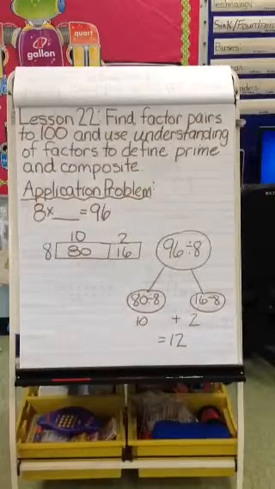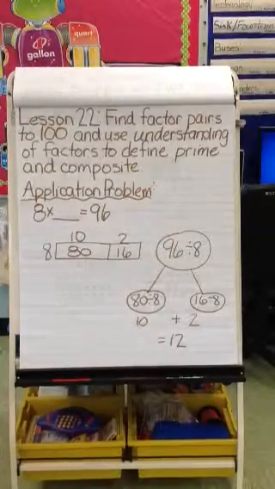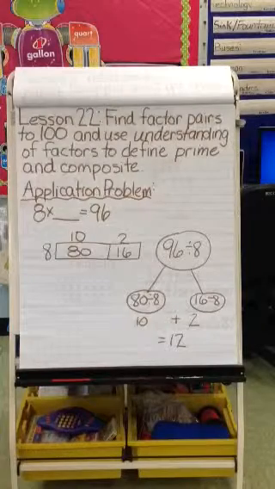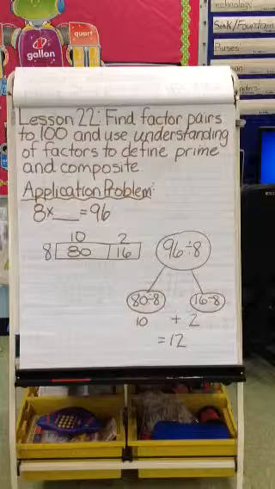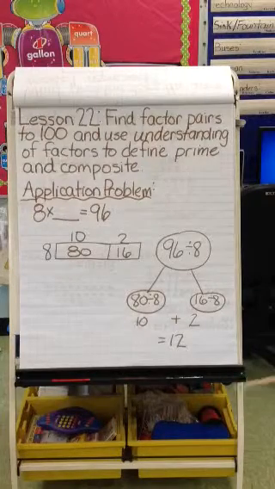Boys and girls, this is lesson 22 of module 3. What we're going to do today is find factor pairs to 100, and we're going to use understanding of factors to determine whether a number is prime or composite. Let's look at our application problem.